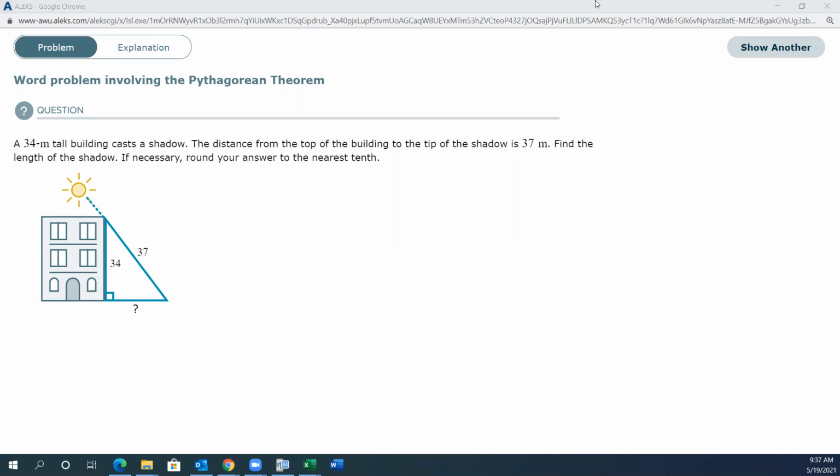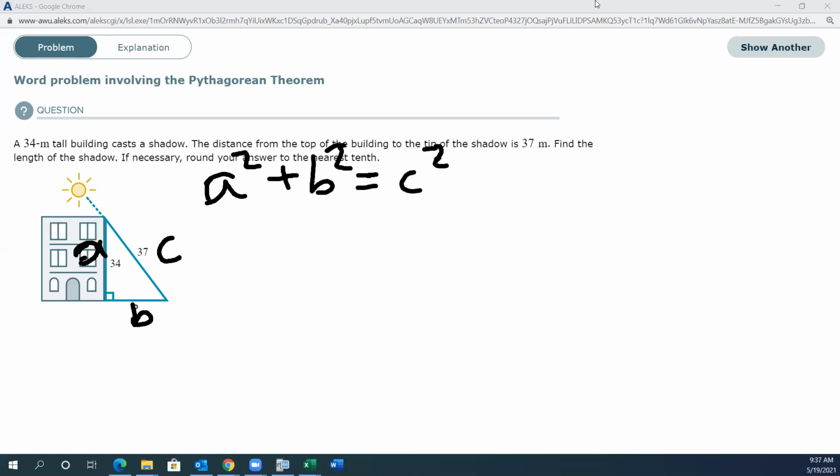So we need to use the Pythagorean theorem. The Pythagorean theorem is a squared plus b squared equals c squared. In case you had forgotten, and since I'm sure you don't use this in everyday conversation, it's quite possible that you have forgotten. A and B are the two sides that form the 90-degree angle, and they're interchangeable, doesn't matter. C is the other side, the side that does not form the 90-degree angle. It is called the hypotenuse, and it is always the longest side, side C.